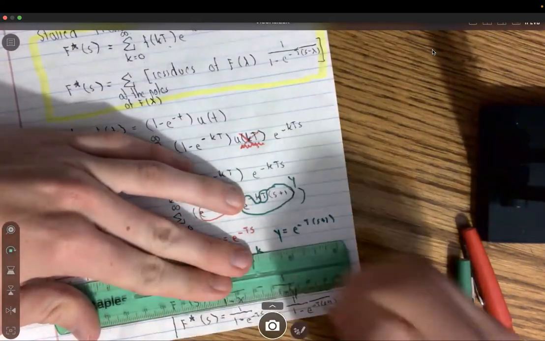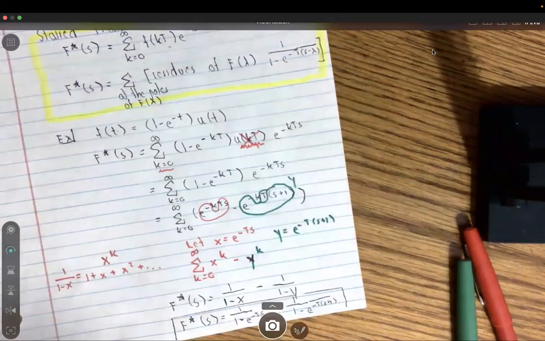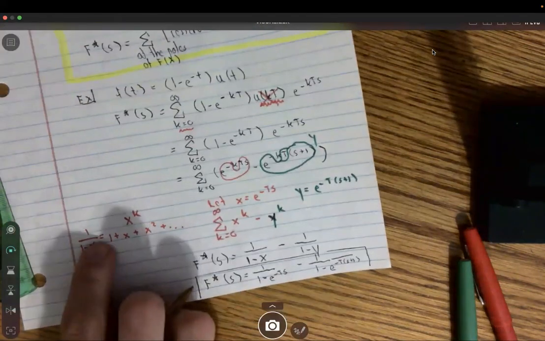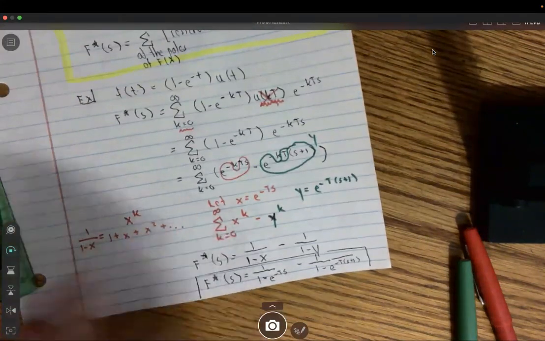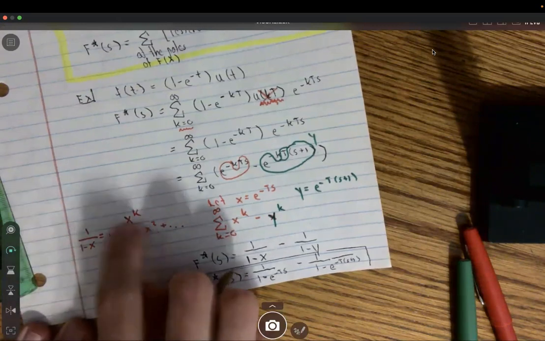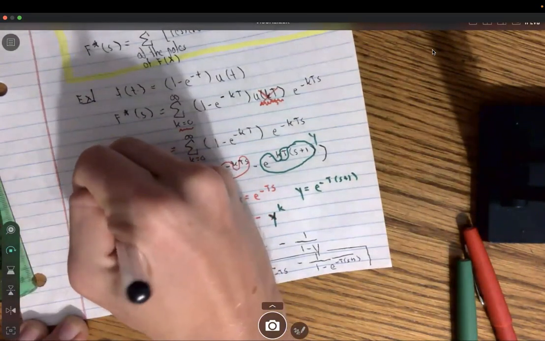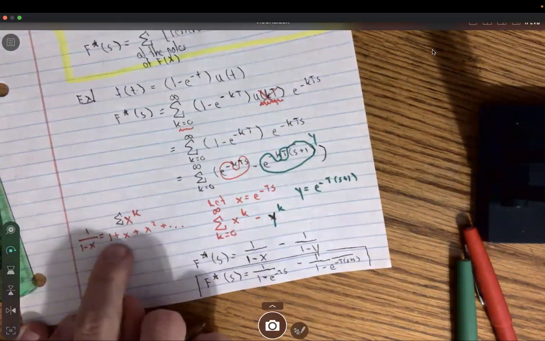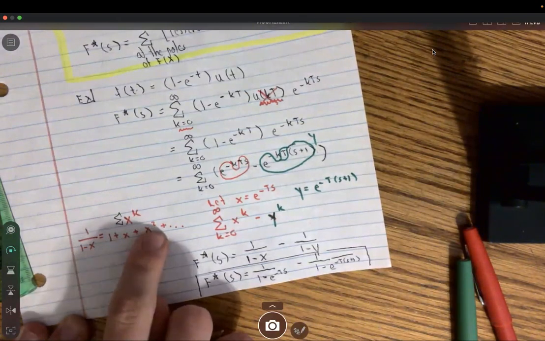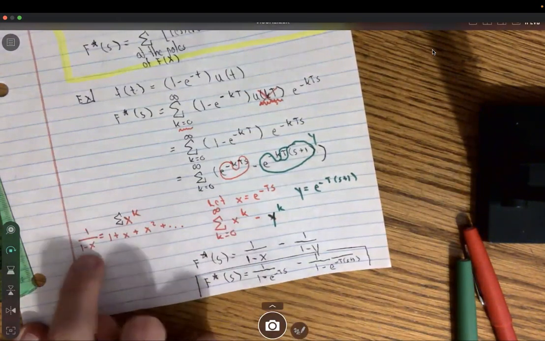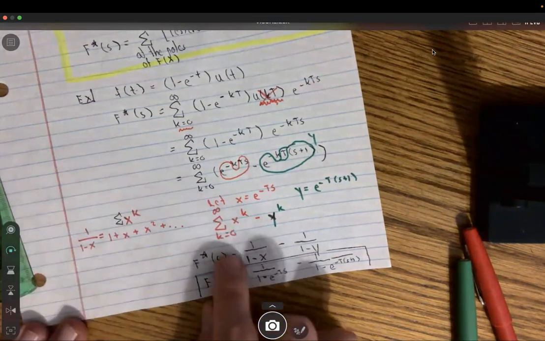And so that's one method you can use to solve this problem. And so you just had to remember your geometric series here. This was basically when you sum up your k's, when you do the summing of your k, x to the 0 plus x1 plus x2, etc., is equal to 1 over 1 minus x. And so that's what we had here.